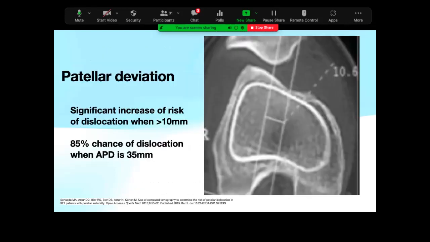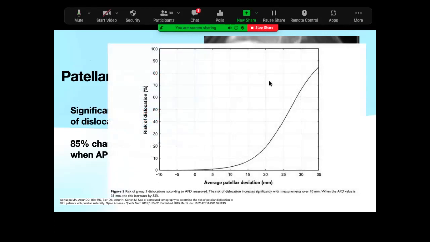Another less commonly used index is the patellar deviation or patellar shift, which can be seen in axial X-rays as well. The measurement of the patellar deviation is quite similar to that of the TTTG distance. One perpendicular line is through the trochlear groove. The other line is through the apex of the patellar facet. The more the shift towards the lateral side, the more the chances of dislocation. When the shift is 35 millimeters, the chance of dislocation is 85%, as we can see in this graph.